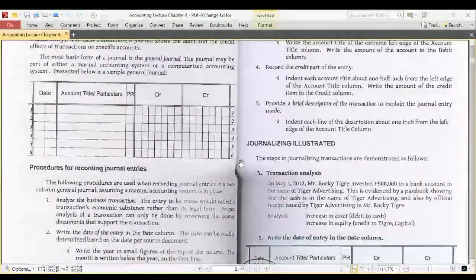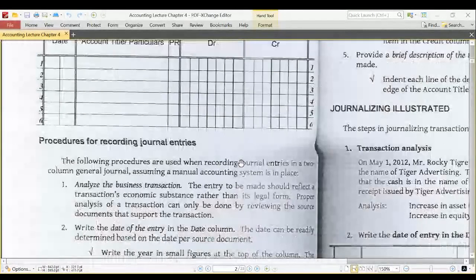Now, what are your different procedures for recording journal entries? You know this already. First, analyze business transaction. You should always know what are the accounts to be affected and what is the effect on the account. Ano yung account? Cash ba yan? Accounts receivable? Accounts payable? Tapos debit ba yan or credit? And then, you have to know whether the transaction really existed. So you go to the source documents. You analyze business transaction. And after that, you're going now to record.